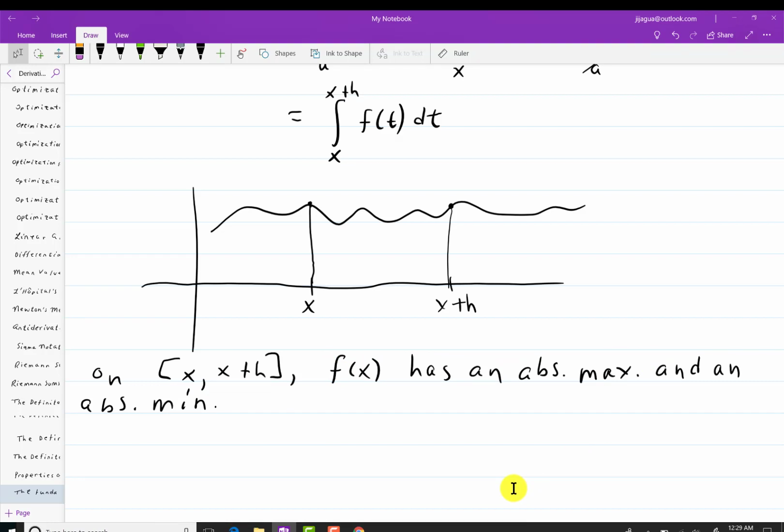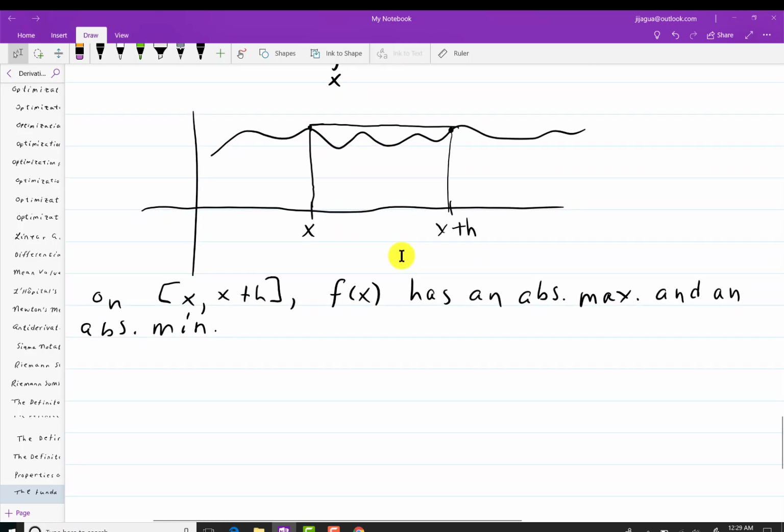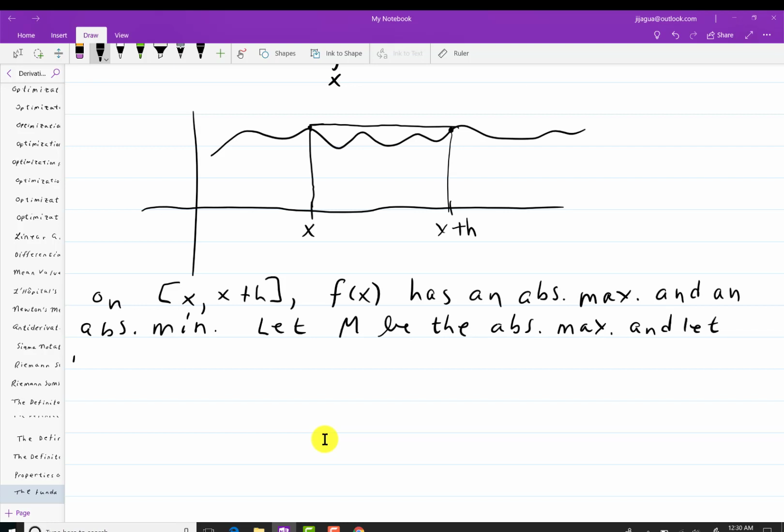So let's take a look on this picture. What would be the absolute max? It looks to me like it's actually occurring at x. So what I'll do is I will create a rectangle of that height, and we can see that the integral is less than or equal to that height. So just according to this picture, what we're going to do is let capital M be the abs max, and let lowercase m be the abs min.